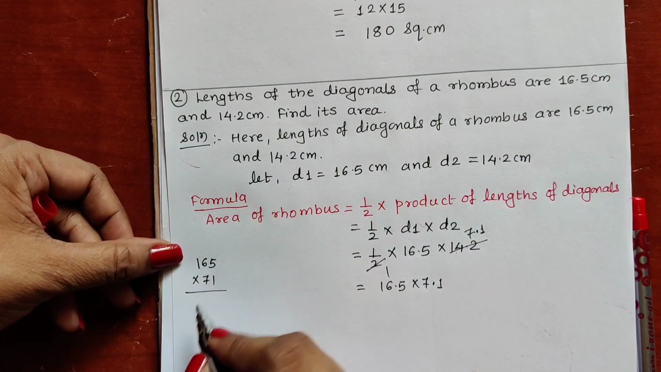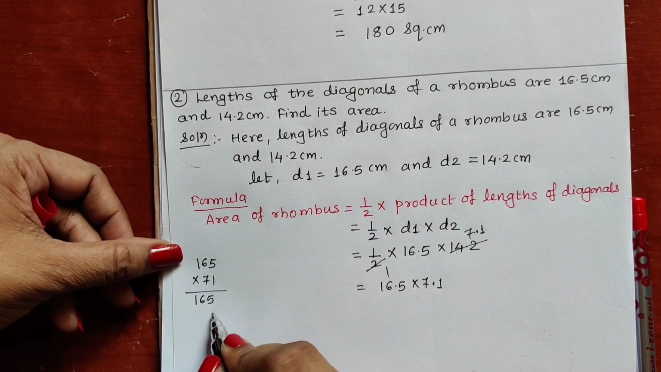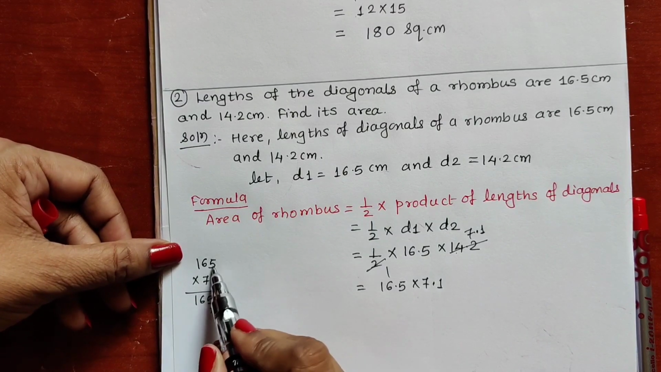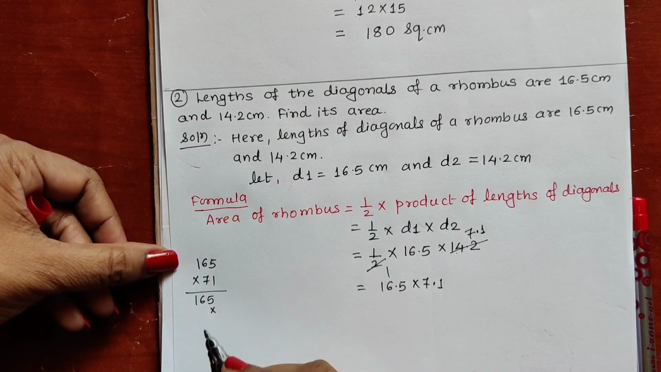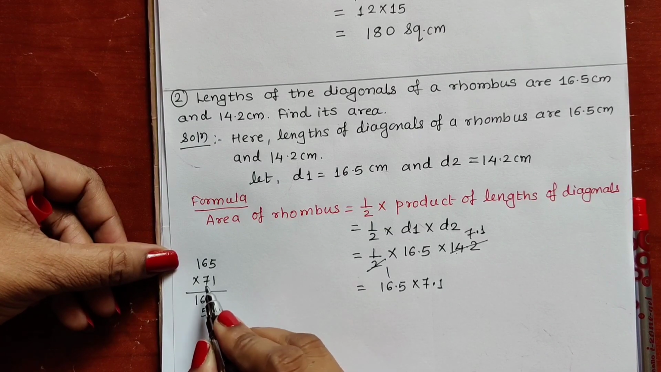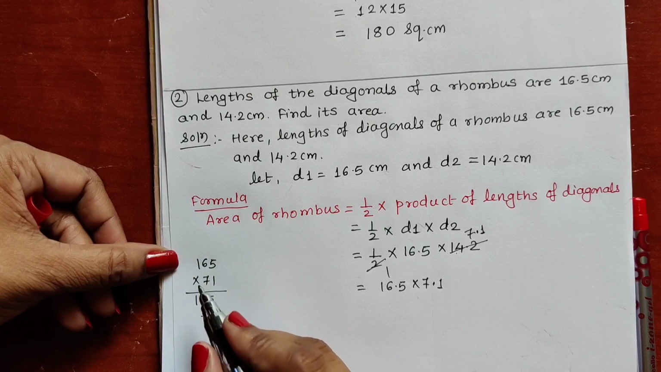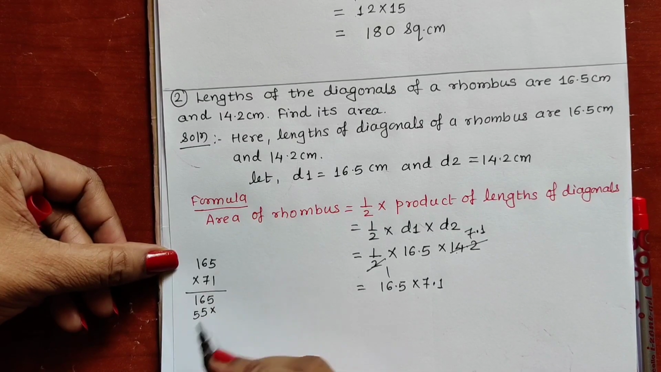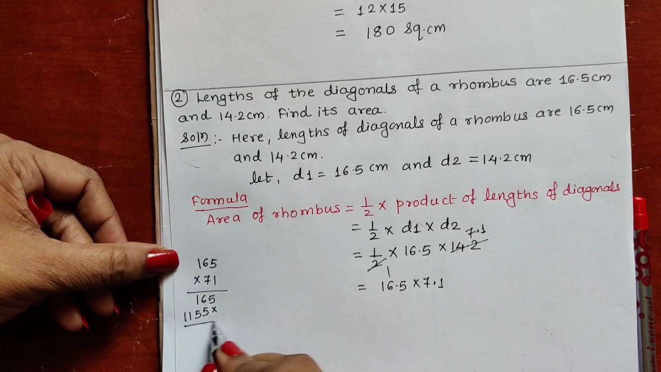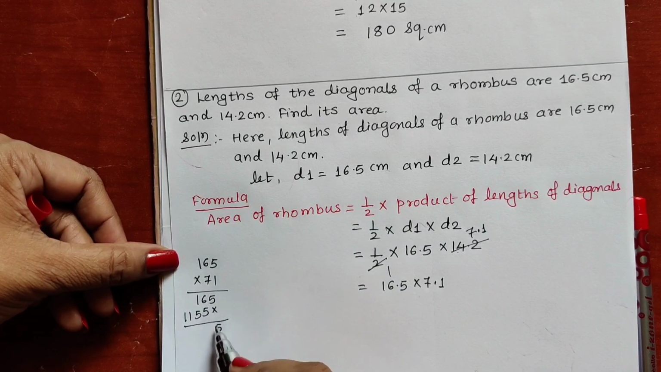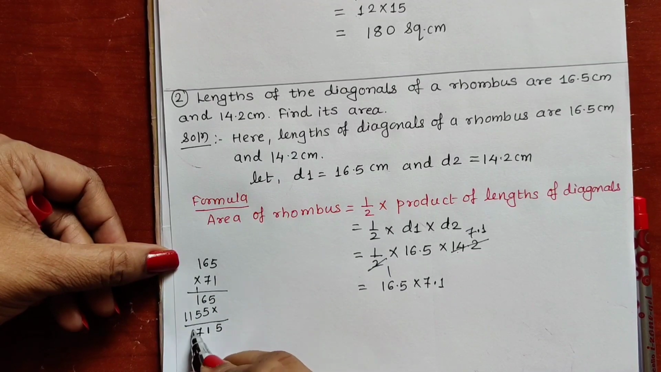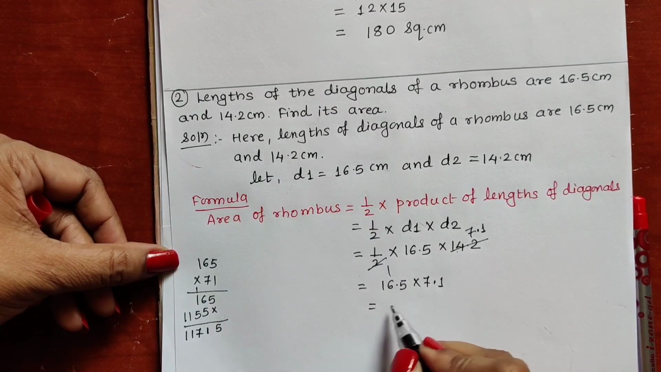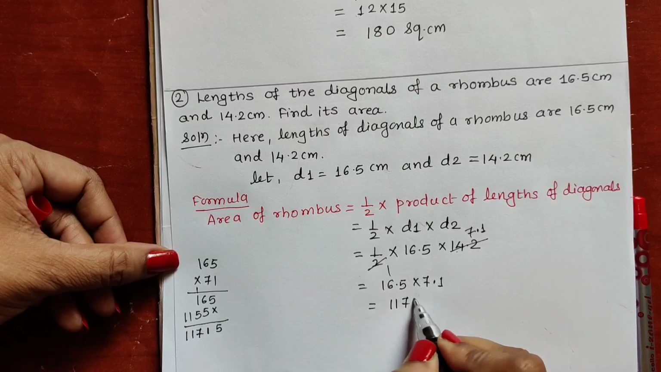So 1 into 165 answer will be same. 165 we will put across. Now 7 multiplied by 5 is 35. 5 written, 3 carrying. 7 sixes are 42. 42 plus 3 is 45. 4 carrying. 7 ones are 7 plus 4, 11. Now add 5 as it is. 6 plus 5, 11. 1 written, 1 carrying. 5 plus 2, 7 and then 1. So we are getting 11715.